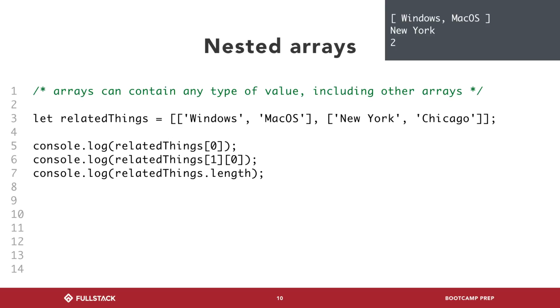It can hold booleans, numbers, strings, but also objects, functions, or in this case, it can also hold other arrays. And so when we say nested arrays, it just means, hey, it's an array in which at least one of its elements is another array. So when I look at line 3 there, at this array called related things, how many elements are in the array related things?